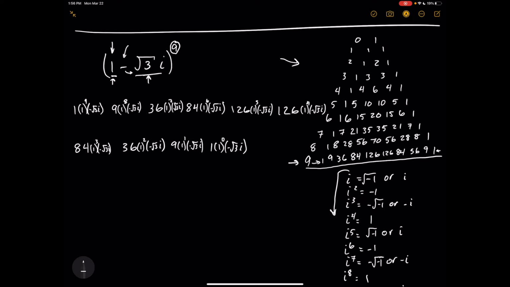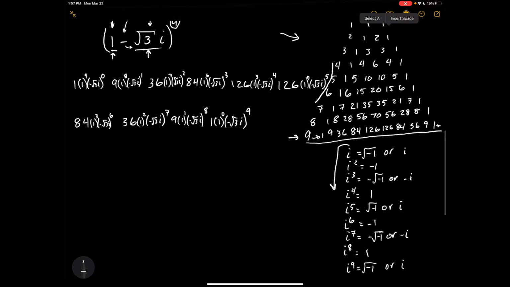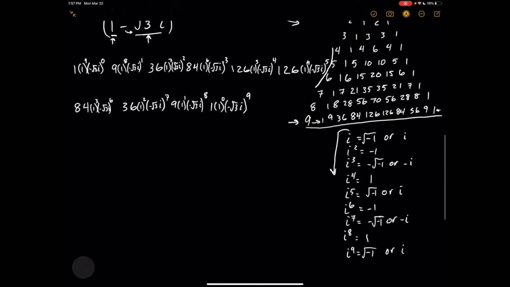But when it comes to this negative square root of 3i, we're going to start from 0 and count up to 9. So the first one is going to be to the 0 power, the second one to the first power, then the second, third, fourth, 5th, 6th, 7th, 8th, and 9th power. This is the benefit of using Pascal's triangle: now we can just plug all these values in and do the calculating as we go.